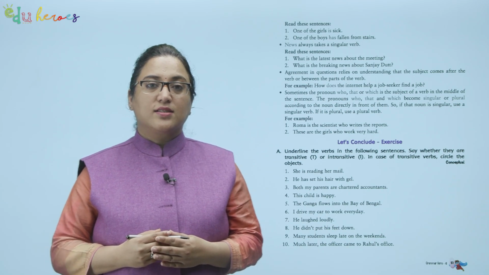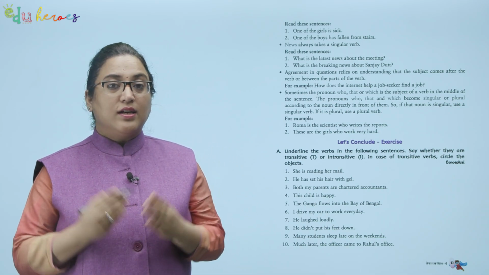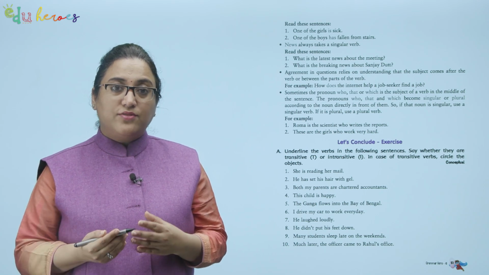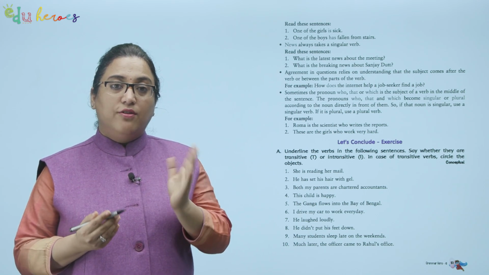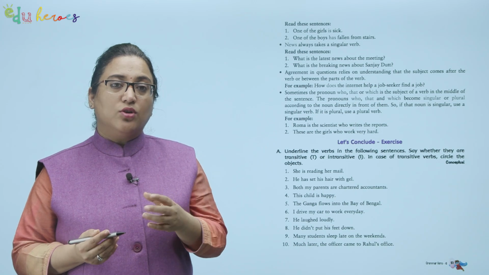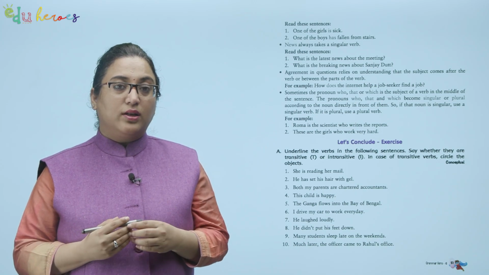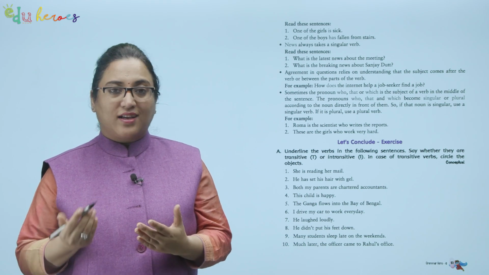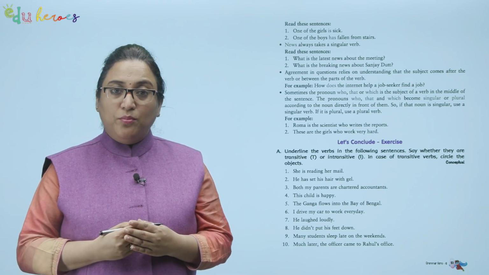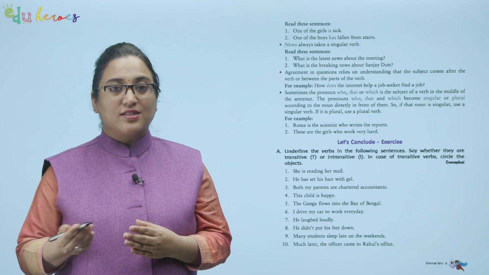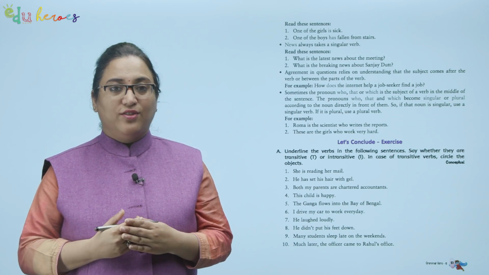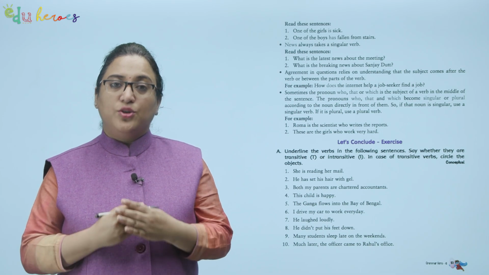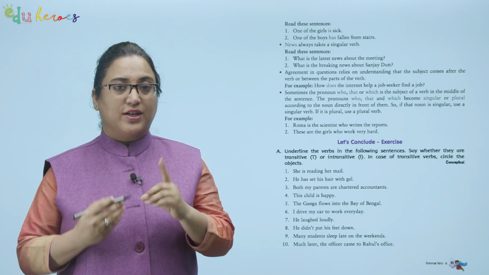So you must remember this list. Let's read these sentences. One of the girls is sick. Now children, when you read the word girls, we often get confused and we forget one of the. You have to focus on one of the and not the word girls, because then you will end up writing are sick. One of the boys has fallen from stairs. So here is and has are singular verbs. News always takes a singular verb. We consider news as a singular subject.